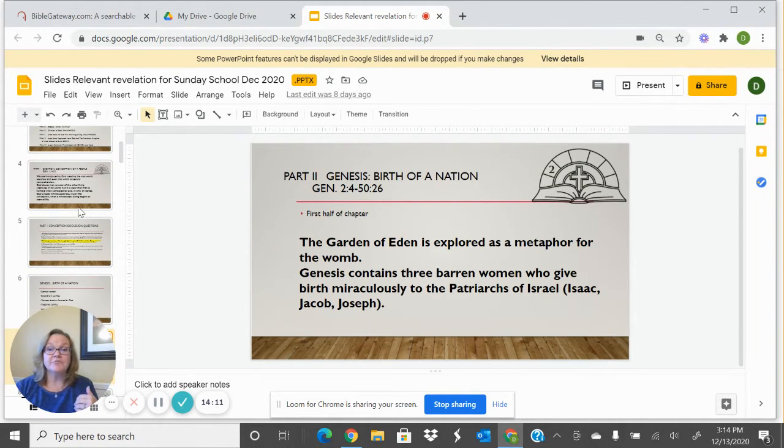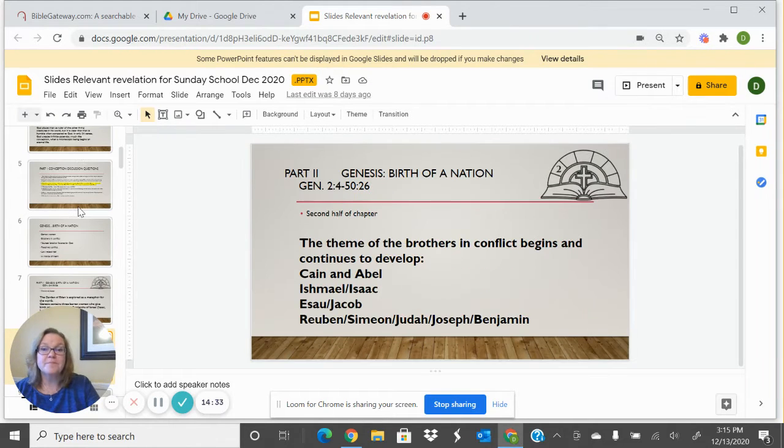You can pause here and read this slide if you like. We've talked about it already. I do just want to mention the barren woman theme. There are 3 barren women mentioned in Genesis, and they all give birth to powerful men of God. Isaac, Jacob, Joseph, those are the sons of the barren women who are healed by God. And then we have the brothers in conflict theme. And these are the brothers that stand out as the strongest examples of brothers in conflict in Genesis.